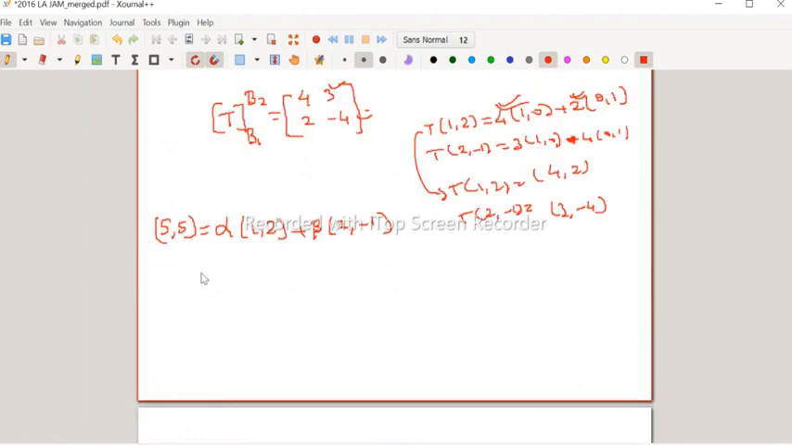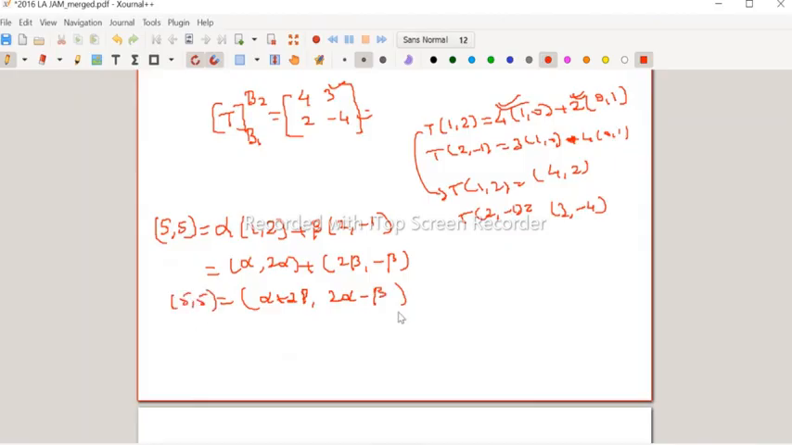Okay, I can directly write alpha equal to 3, but otherwise how to find alpha and beta? You just multiply alpha, so we get alpha, 2 alpha. You multiply beta inside, therefore 2 beta, minus beta. Now sum these two, we get alpha plus 2 beta, and then the second coordinate 2 alpha minus beta. This is equal to (5, 5).